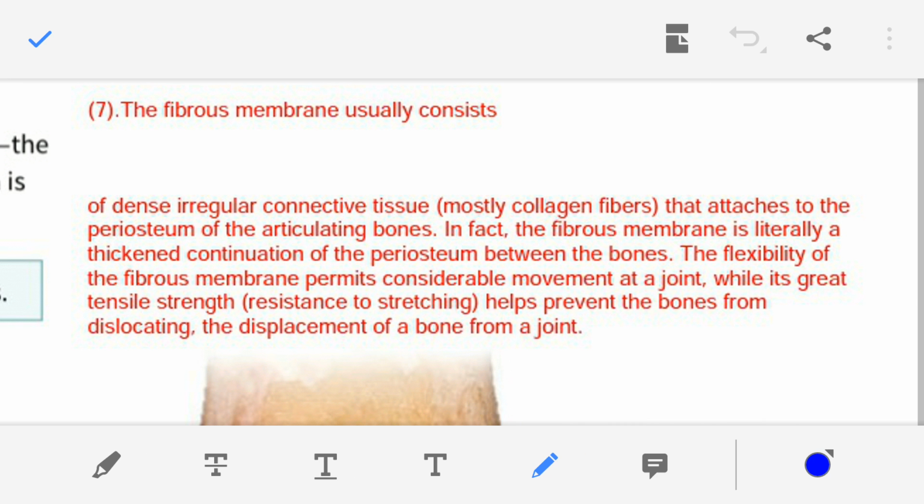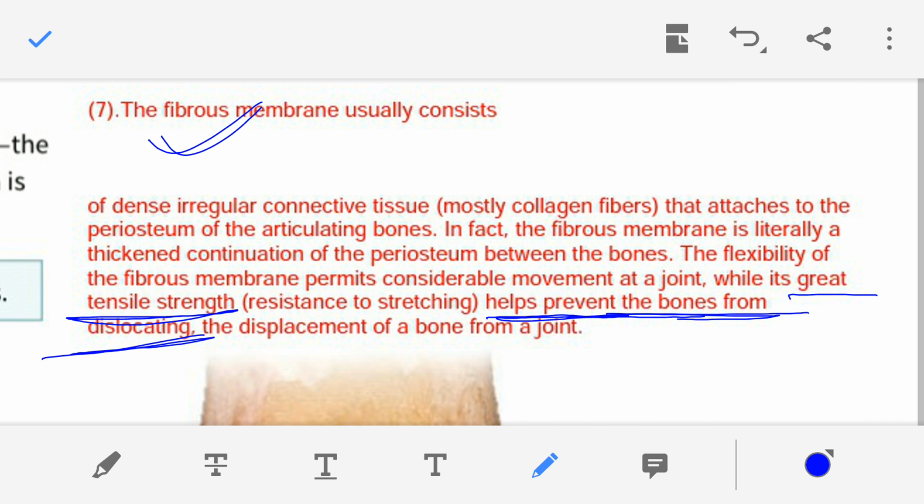Now, what is this fibrous membrane doing? The flexibility of the fibrous membrane is permitting the movement of a joint. Since the fibrous membrane is flexible, it permits considerable movement at a joint, and the great tensile strength of the fibrous membrane helps prevent the bones from dislocating.